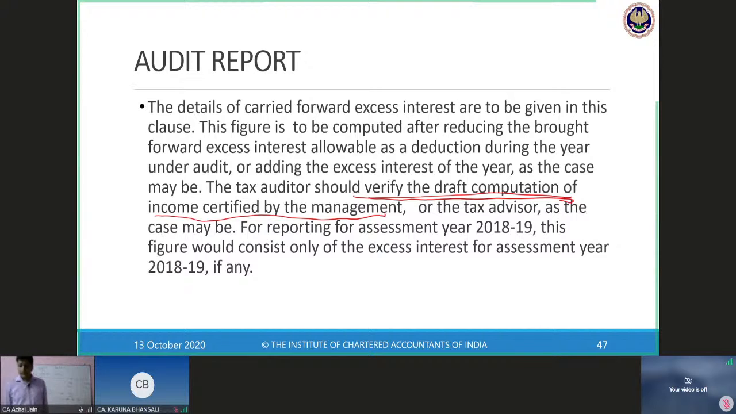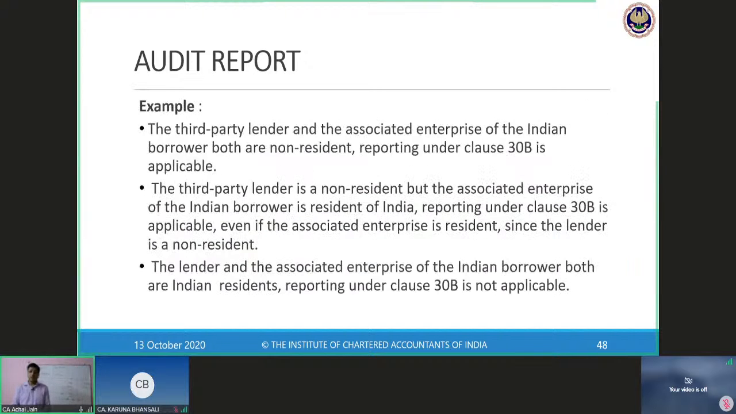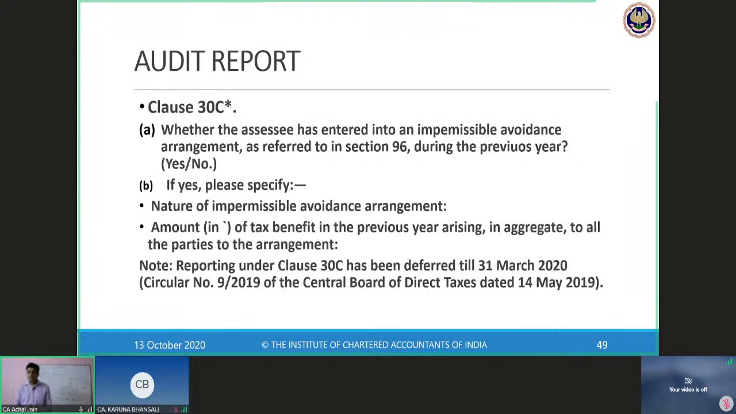For example, the third party lender and the associated enterprise of Indian borrower both are non-resident. So reporting under clause 30B in such a case will be applicable. If the lender and the associated enterprise of Indian borrower both are Indian residents, in such a case, reporting under this clause will not be applicable.